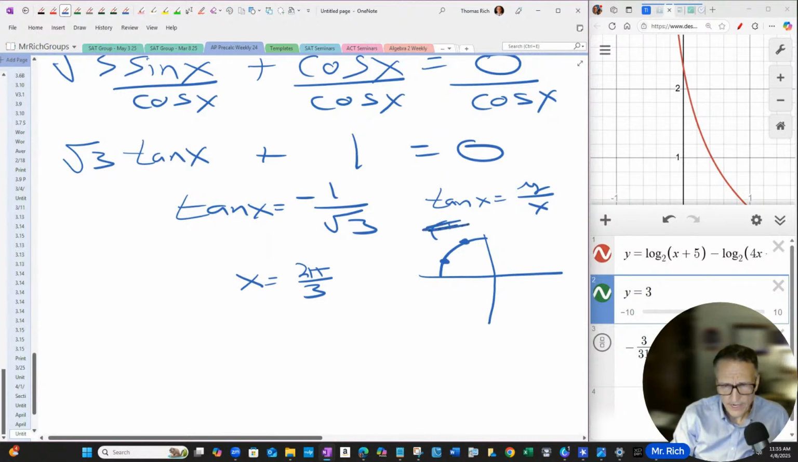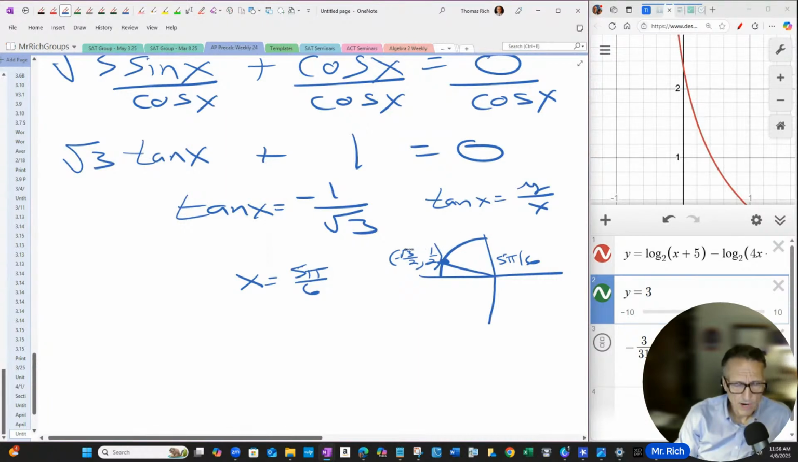is that right? No, I think I had it right. This coordinate over here is a negative root 3 over 2, comma 1/2, right there. That is the coordinate for this angle, which happens to be at 5 pi over 6. So I am going to change this to 5 pi over 6, because tangent at 5 pi over 6 would be my y over x. And now I think I'm going back to 2 pi over 3.